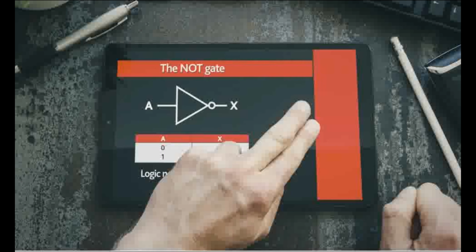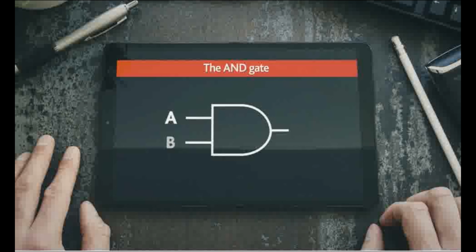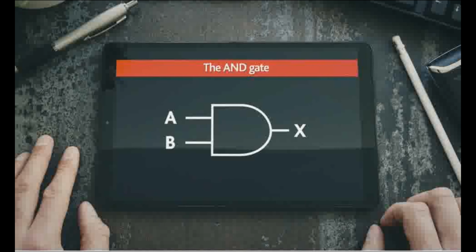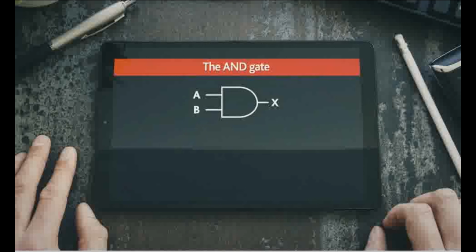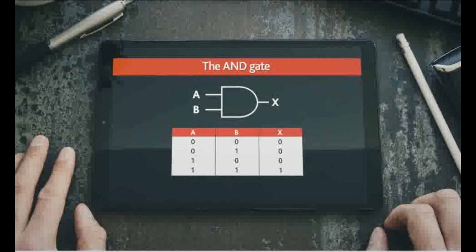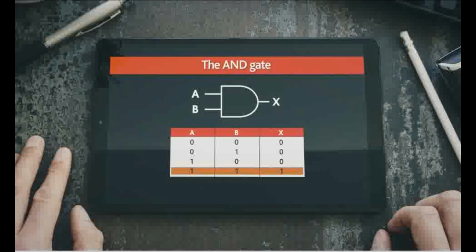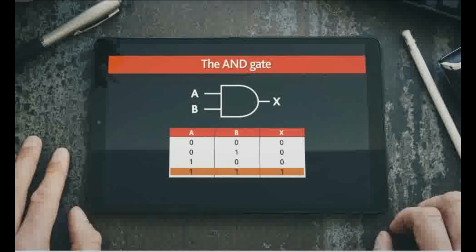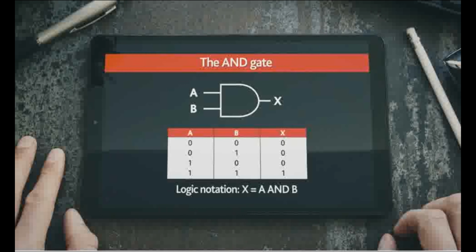Right, let's take a look at the AND gate. An AND gate has at least 2 inputs. The output has the value true only when its first input and second input have the value true. This is shown in the truth table here, where the only occurrence of the output X having the value true, or 1, is where both inputs A and B have the value true. Here is the logic notation for the AND gate.